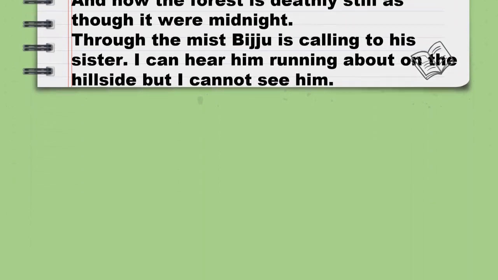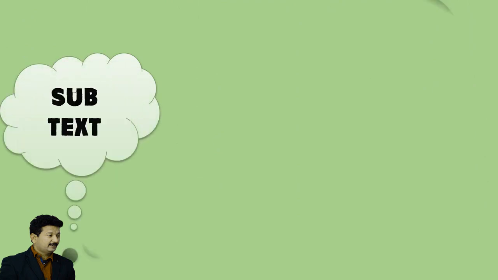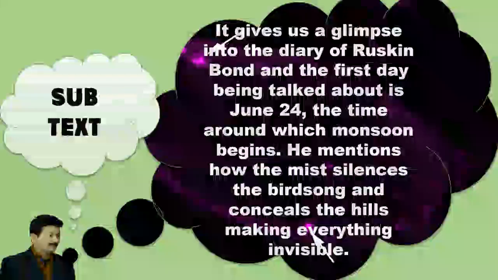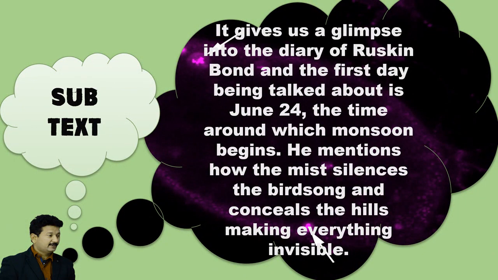Now, let's look at a brief summary of that. It gives us a glimpse into the diary of Ruskin Bond, and the first day being talked about is June 24th, and it is the time around which monsoon begins. He also mentions how the mist silences the bird song and conceals the hills, making everything invisible.